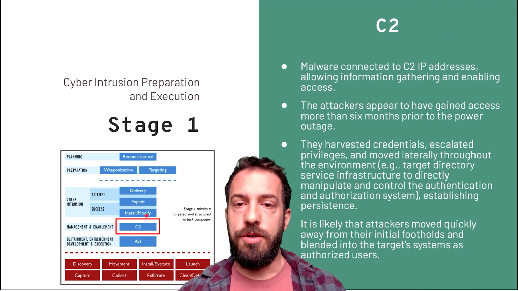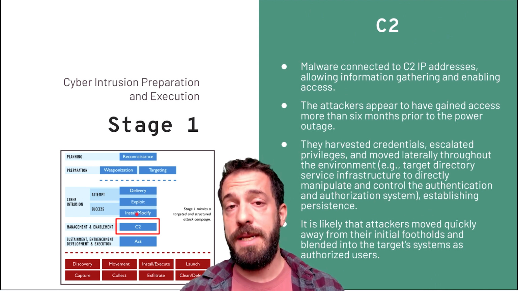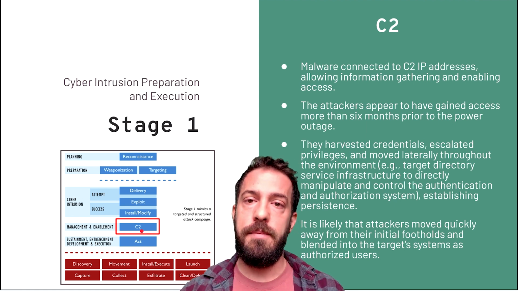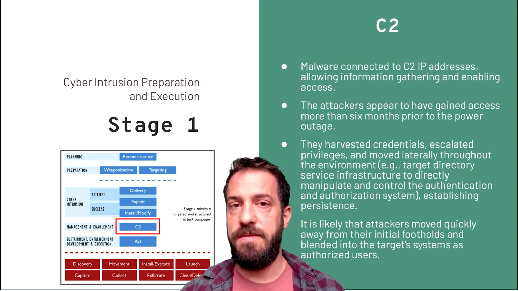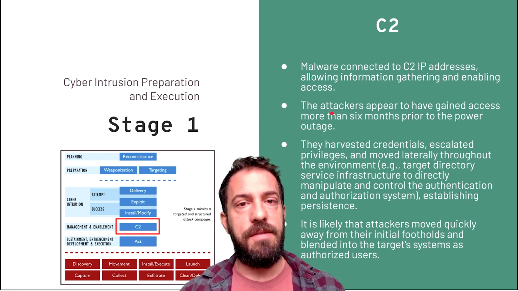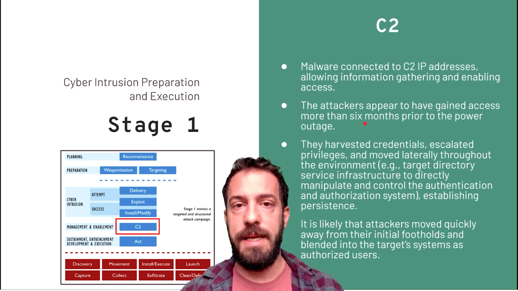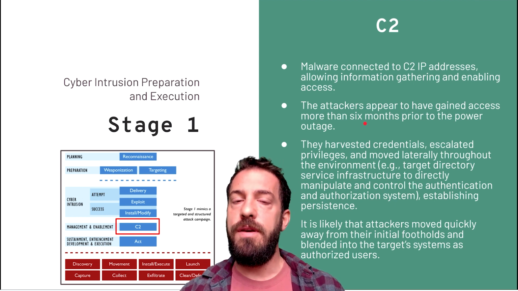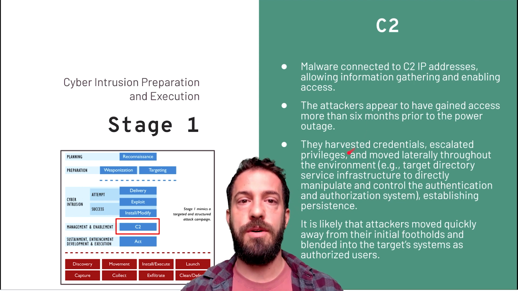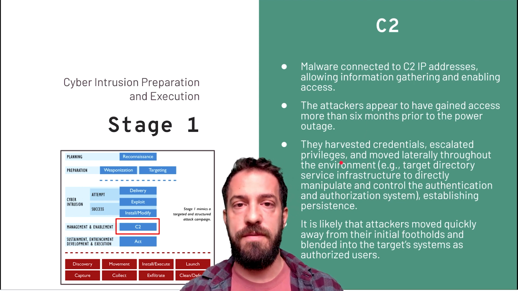Next would be command and control. So once the malware has been installed, the malware also starts communicating back to the attacker through some specific command and control IP addresses. And it seems that the attackers gained access at least 6 months before the outage happened in December. And they used this time in order to get more information out of the system. So they harvested the credentials, they escalated the privileges, and they moved throughout the environment.